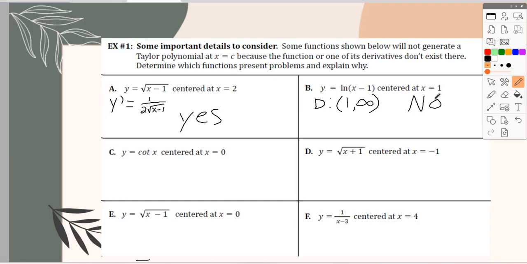All right, what about cotangent? Centered at 0. So this is a midpoint. Why not? Yeah. So this is cosine over sine, yes? And sine of 0 is 0. Yes? So that means that cotangent of 0 is undefined. So no. Or you could say because there's an asymptote. Either one.